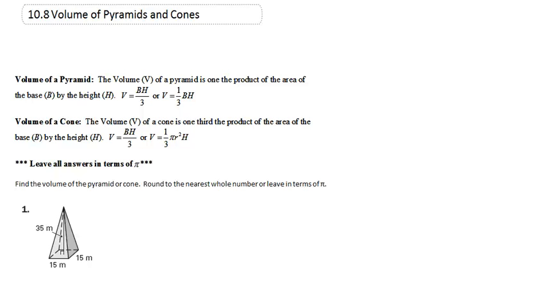This is video 10.8, volume of pyramids and cones. First of all, let's talk about the difference between a pyramid and a prism.